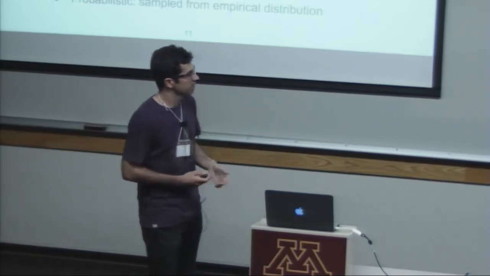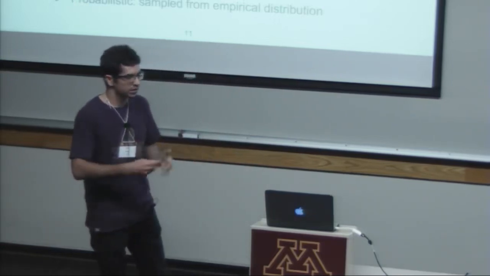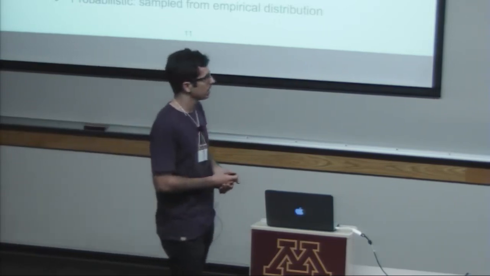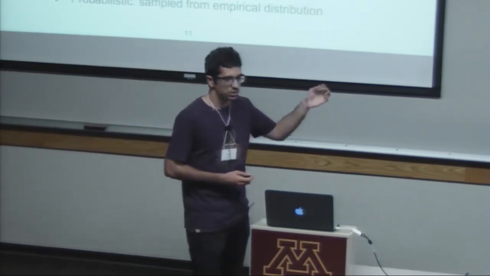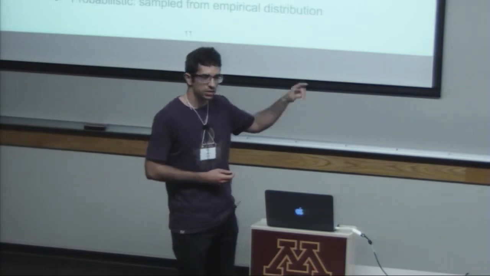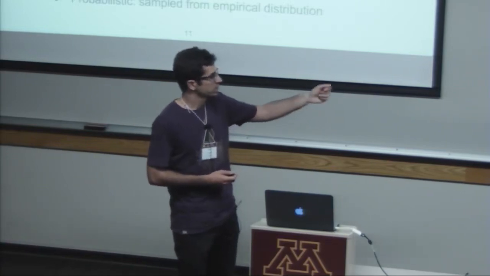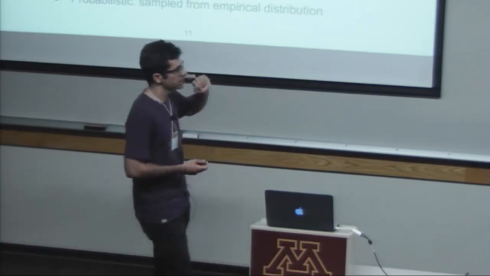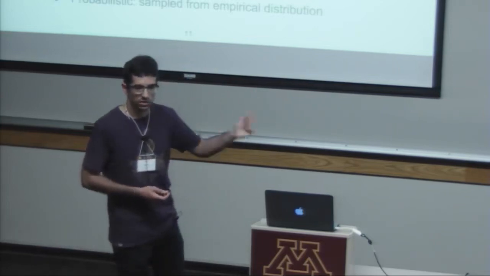The other way is probabilistic. We crawled the hidden service space, and we estimated the empirical distributions of the number of objects and the sizes of these objects. And when we protect the page, we sample from this distribution randomly.